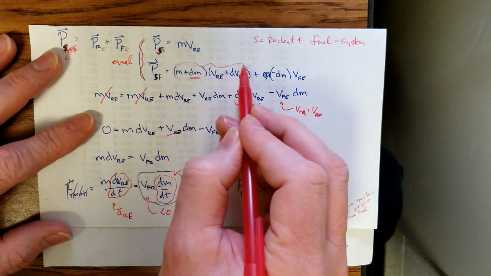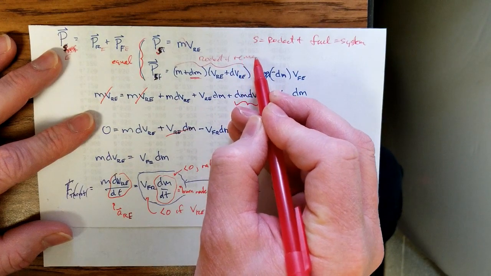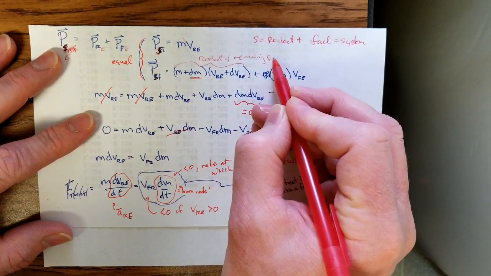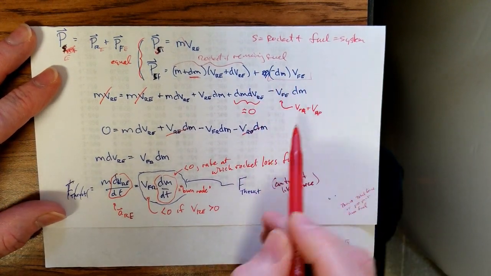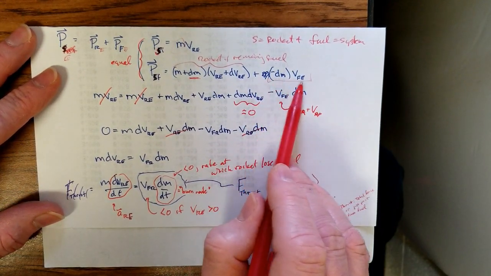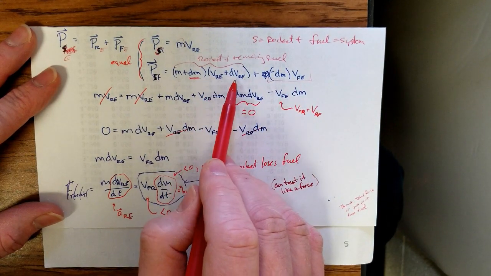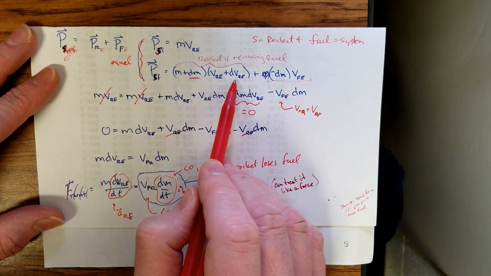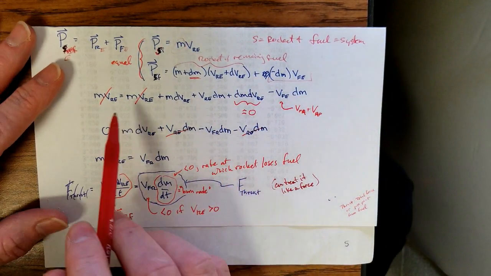This is the rocket here, rocket and remaining fuel. And this is the part of the fuel, momentum of the fuel. It's the mass of the fuel times the velocity of the fuel. We have velocity of the rocket plus this change in velocity of the rocket, all with respect to the environment, space, planet, whatever it happens to be.